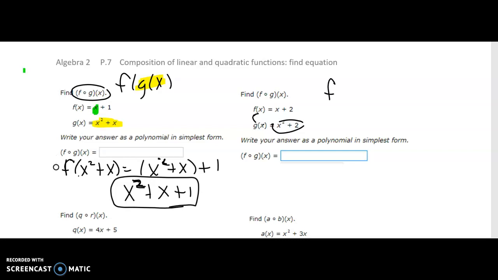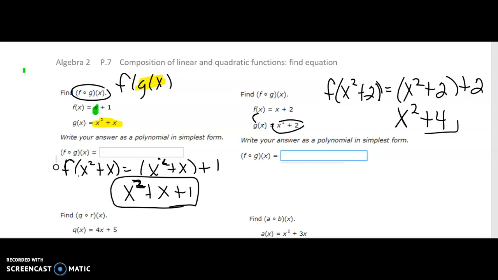Okay. Same, we're going to put this into our f. So f of x squared plus 2 equals x plus 2. What is x? X squared plus 2. There's nothing to distribute, nothing to multiply. So we're going to lose the parentheses, but the 2 and the 2 can go together because they are like terms. So x squared plus 4.